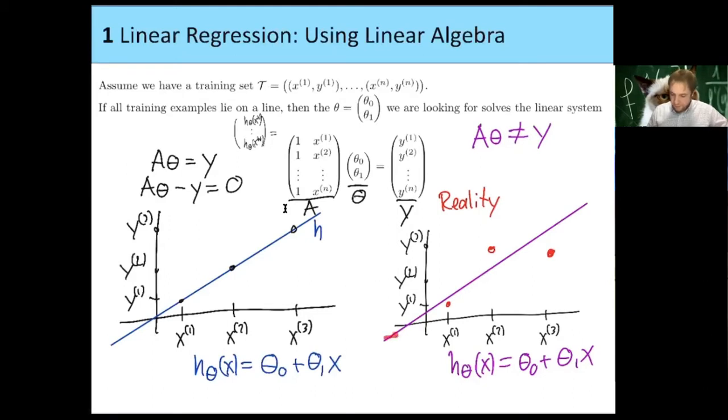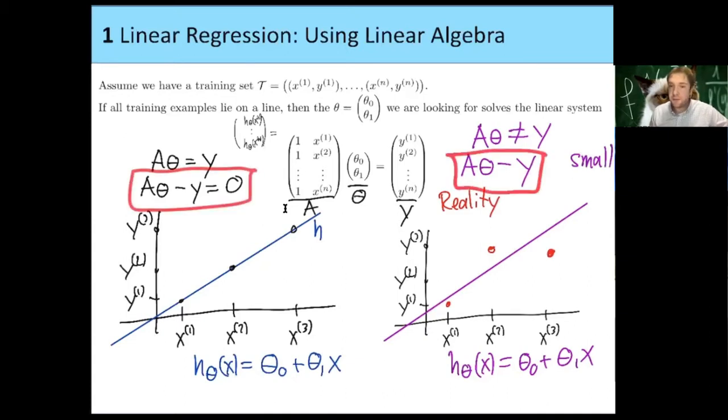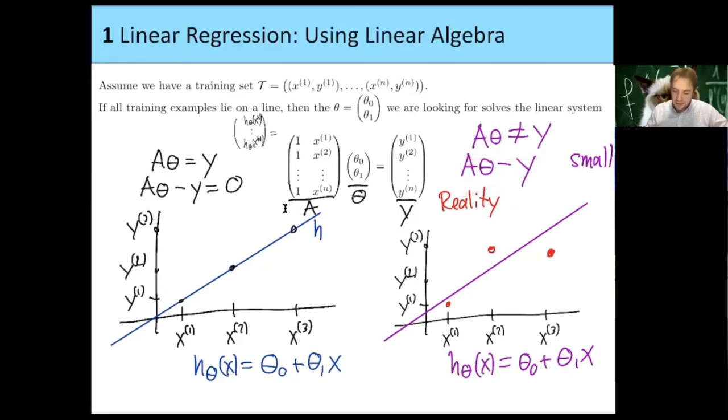But how do we find this nice line here, which somehow is the best line we can find? Well, what we try is we want to try to make this here small. So instead of bringing it to 0, which is not possible, we at least want to try to make this small. And what does it mean to be small? Well, this here is a vector. So this is a vector of size n. And so if we want to say something is small, we need to use some norm.